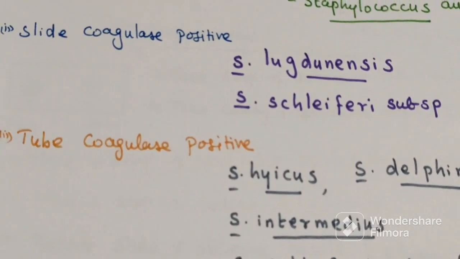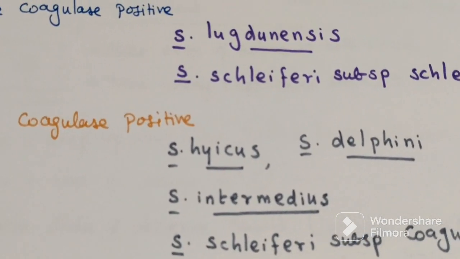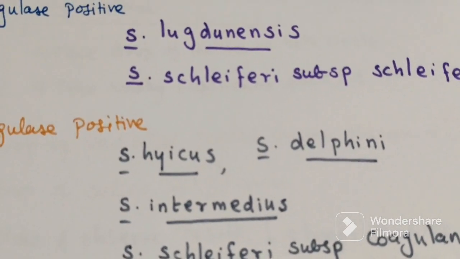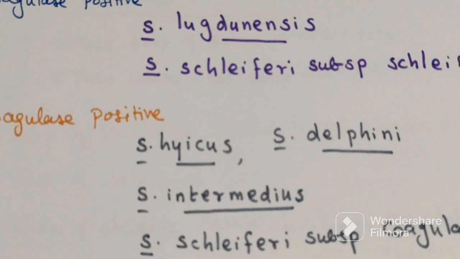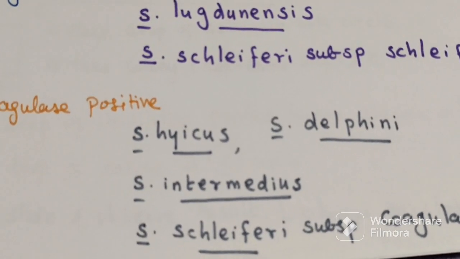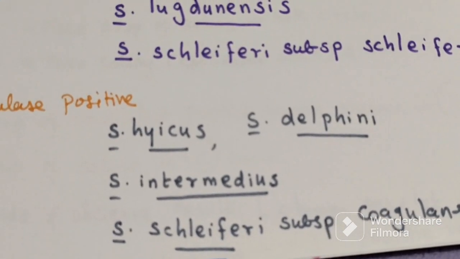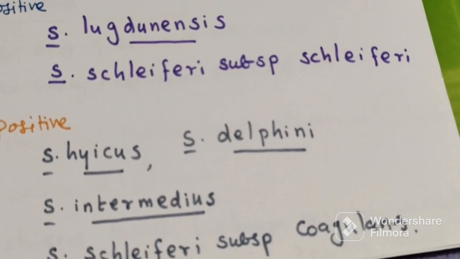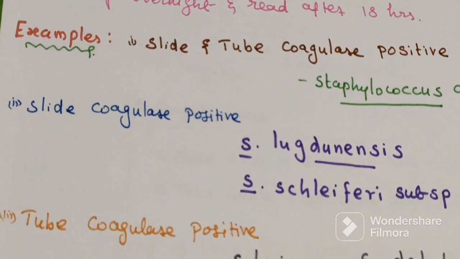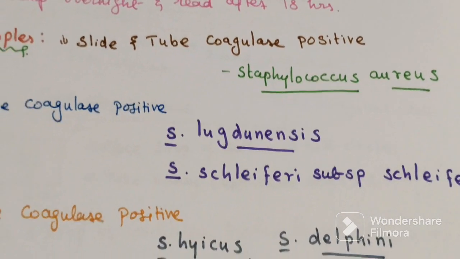Then coagulase tube test positive organisms: Staphylococcus hyicus, Staphylococcus delphini, then Staphylococcus intermedius, then Staphylococcus schleiferi subspecies coagulans. So these are examples of coagulase positive organisms, both positive in Staphylococcus aureus.